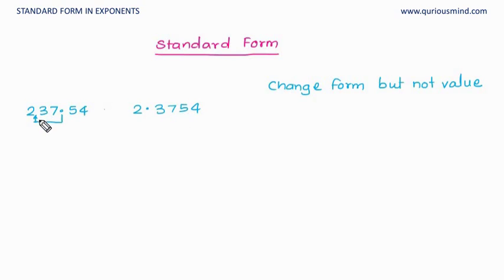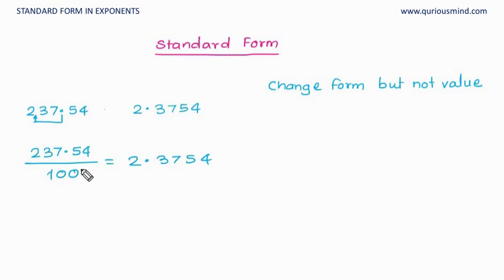How much smaller is it? It is smaller by 100 times because we have moved the decimal point 2 places. Each place is a multiplication by 10. So this is 100 times smaller than this. So if I take 237.54 and divide this by 100, I get 2.3754. So that means I have divided this number by 100.